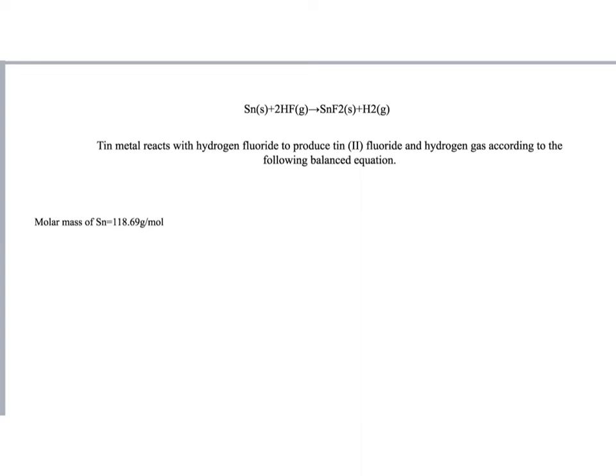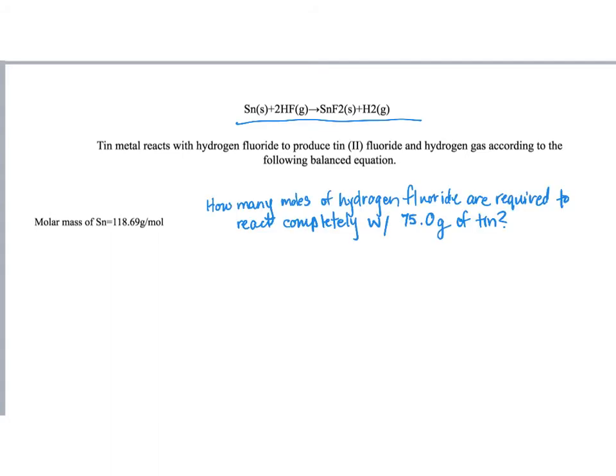So here it says tin metal reacts with hydrogen fluoride to produce tin(II) fluoride and hydrogen gas according to the following balanced equation. And so the balanced equation is up here. So here's the question. I forgot to put the question on here. So here's the problem: how many moles of hydrogen fluoride are required to react completely with 75 grams of tin?